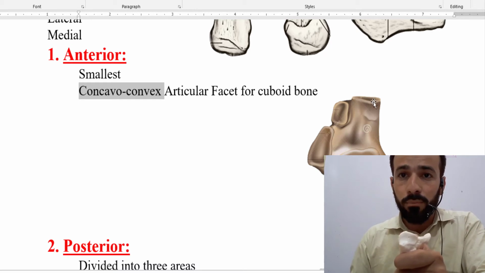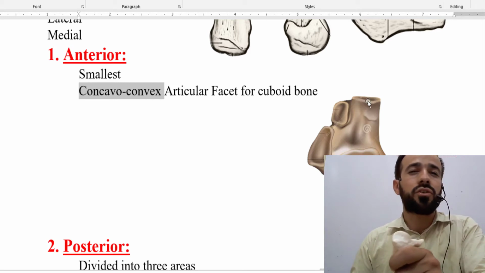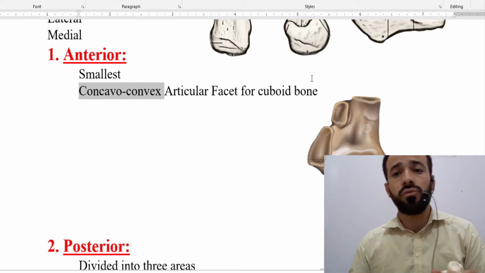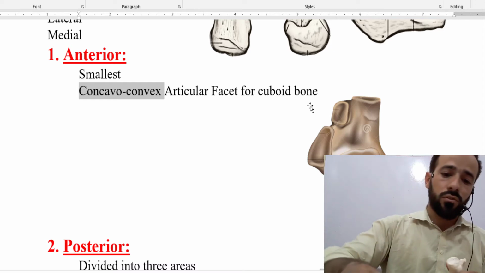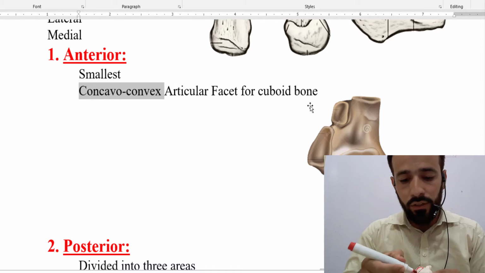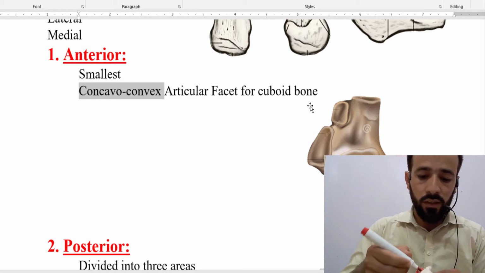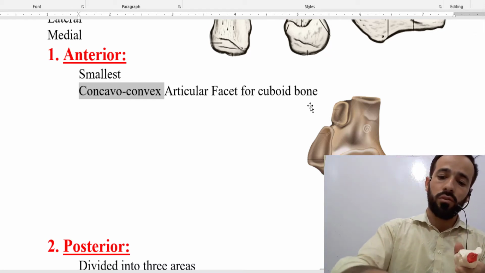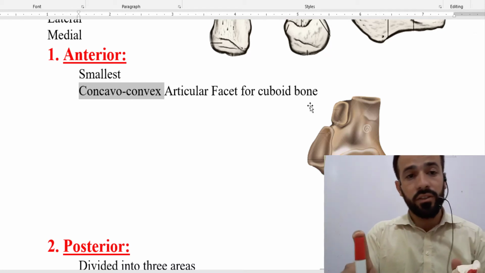If you follow the pointer here, this is the anterior surface of this bone, and it contains a concavo-convex articular facet for the cuboid bone. So I hope you understand this. So look here, friends, I will show you here. This anterior surface contains the articular facet for the cuboid bone. So I hope you understand about the anterior surface.